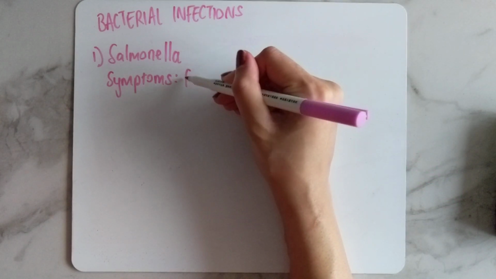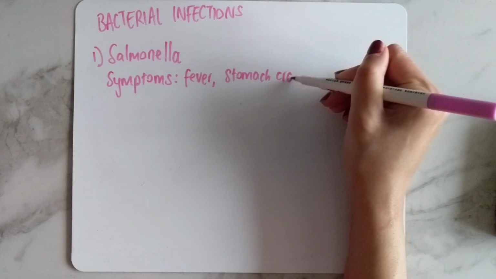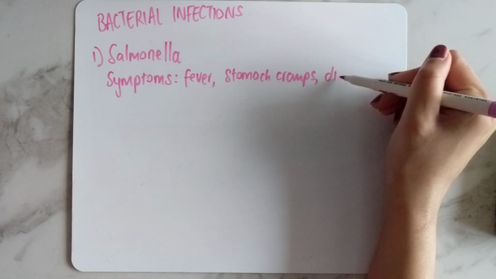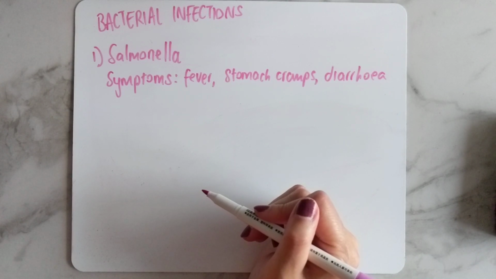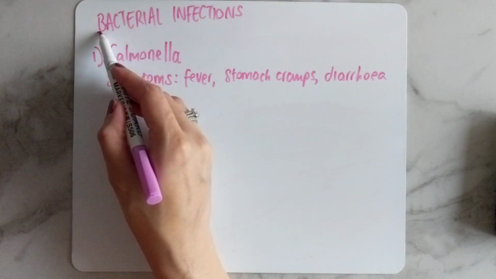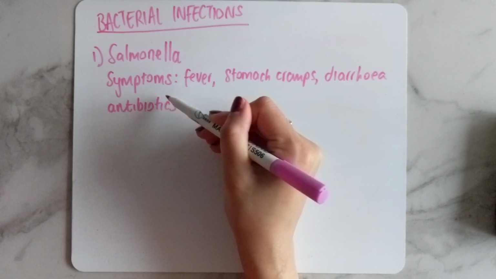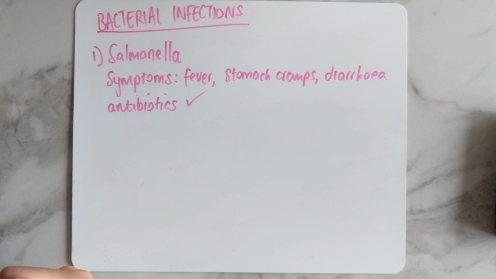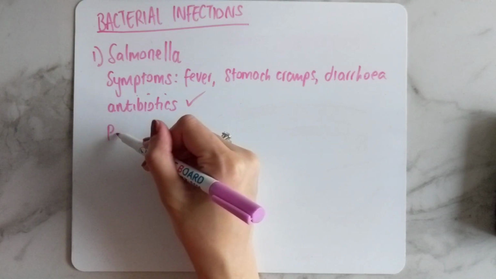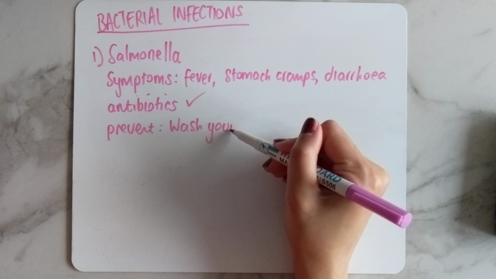So food poisoning then, so fever, stomach cramps, diarrhea, vomiting, all of those are symptoms of you getting salmonella. Because it's a bacterial infection, you can use antibiotics to kill the bacterial infection. So in order to prevent you getting salmonella in the first place, what you should always do is wash your hands after touching meat.